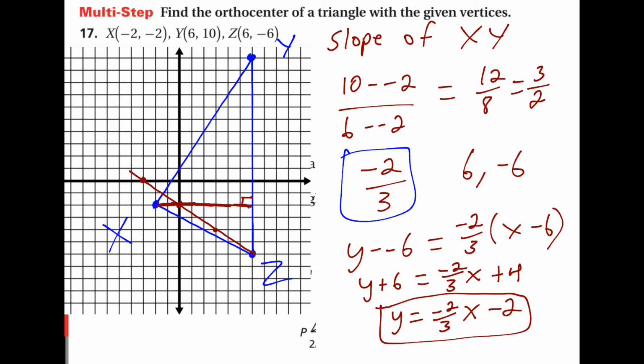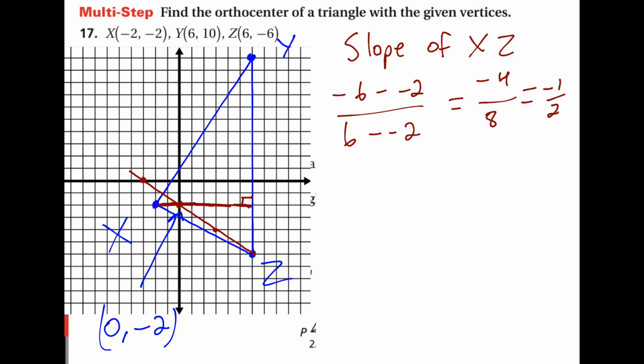And I can see a point where these two meet. That's actually going to be the answer, 0, -2. So you could solve it graphically by figuring out where the lines intersect. But just in case you did XZ instead, we'll go ahead and find the third equation of a line here. Using the slope formula, you get -1/2. So if I take the opposite reciprocal, my new slope is going to be 2.